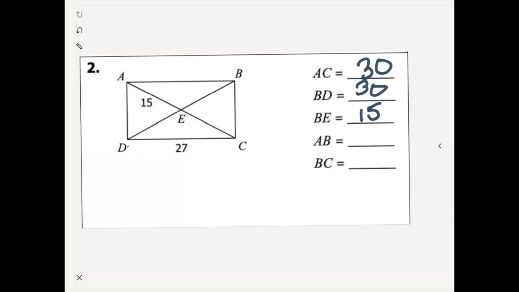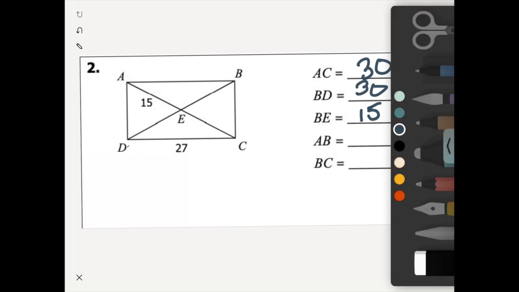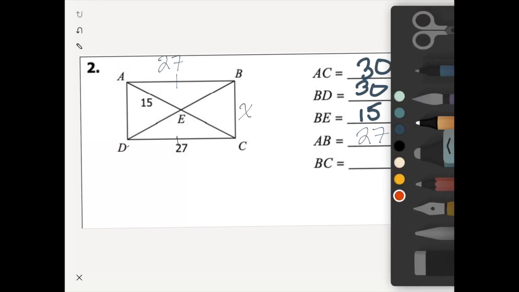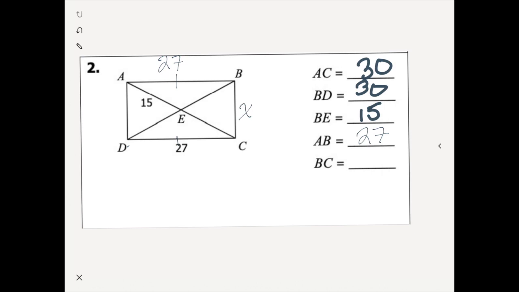Our next one that we need to find is AB. So if we know that DC is 27, directly opposite sides are congruent, so this also has to be 27. Now we need to find BC. That's this right here. Again, we're going to use our Pythagorean Theorem method. We're going to look at the triangle. This right here is a triangle.